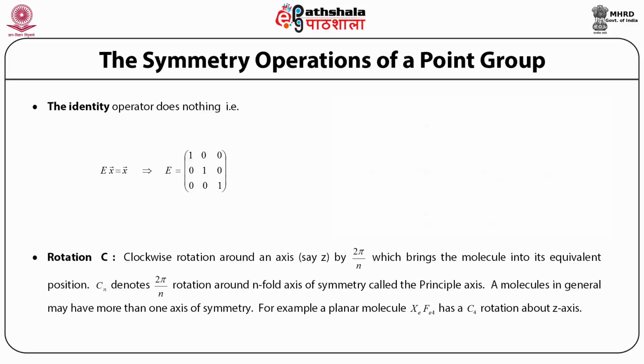In fact, a molecule in general may have more than one axis of symmetry. For example, if you look at the planar molecule XeF4, it has a C4 rotation about the z-axis. So the z-axis is perpendicular to the molecule, which is planar in the xy plane, and if you rotate it by an angle pi by 4 or 2 pi by 4, 3 pi by 4, the molecule is brought back to its original position. Whereas it also has another axis of symmetry. For example, if you rotate the molecule about the x-axis by an angle pi, or about the y-axis by an angle pi, again you get the same configuration with which you started.